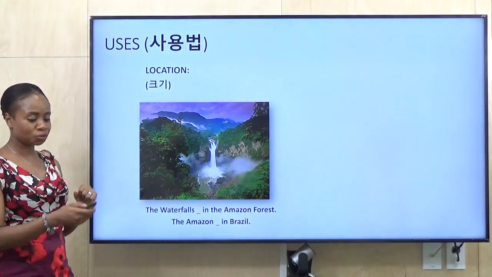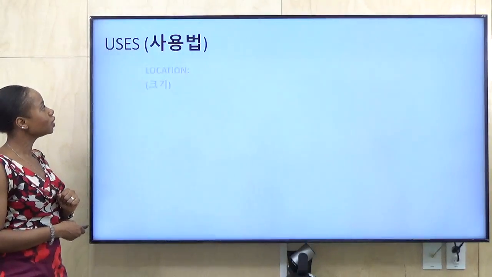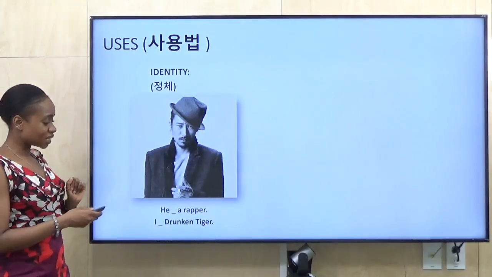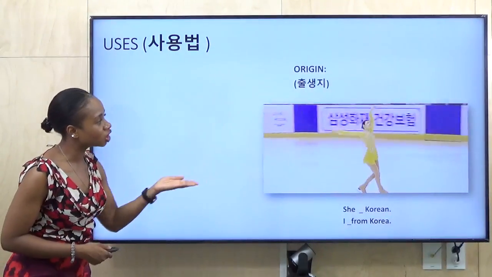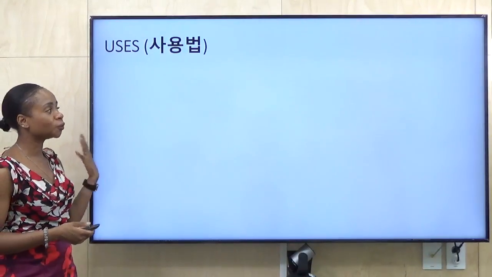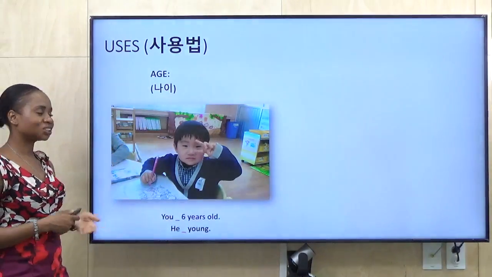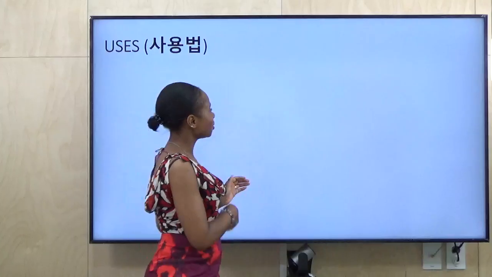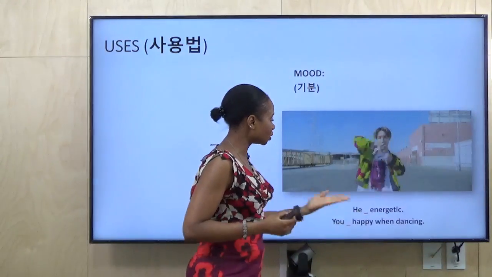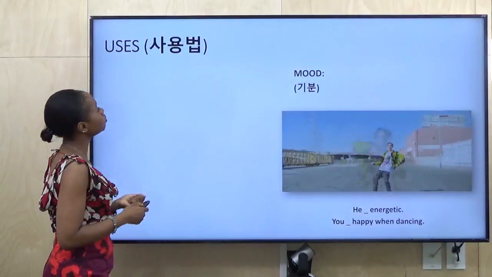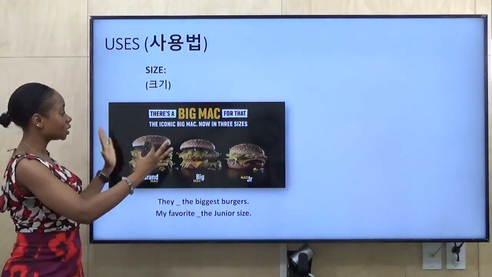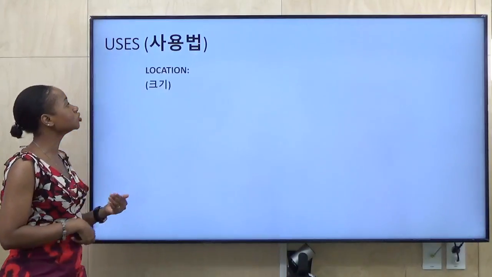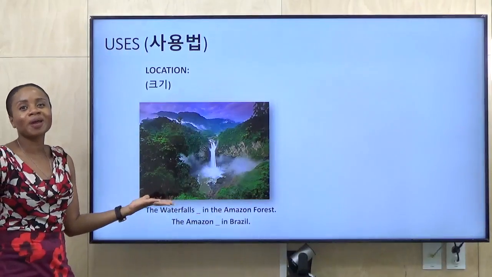Okay, so we can use be verbs for a lot of different things, right? Let me review quickly. We can use be verbs for identity, who you are. We can use them for origin, where you are from, Korean, American. We can use them for age. I'm 6 years old. I'm 35 years old, even though I have a baby face. Okay, then we have mood. How do you feel? He is energetic. Okay, we can use be verbs for size, big, small, right? We can use them for color, red, yellow, blue, green, and we can also use them for places. Brazil, Paris.